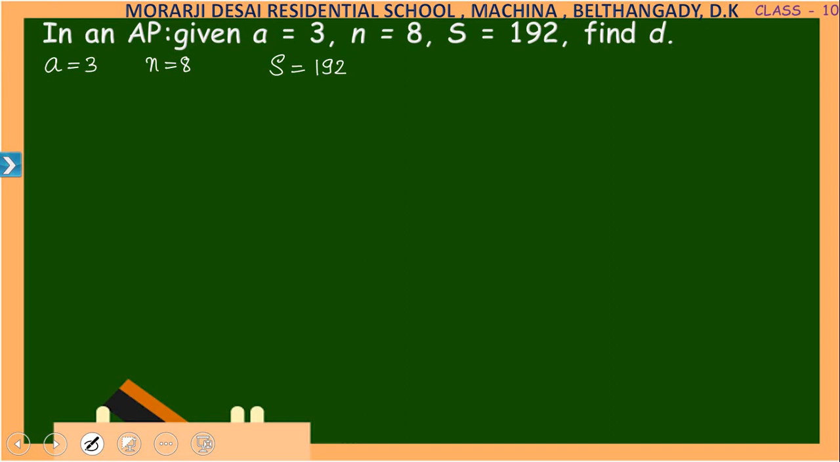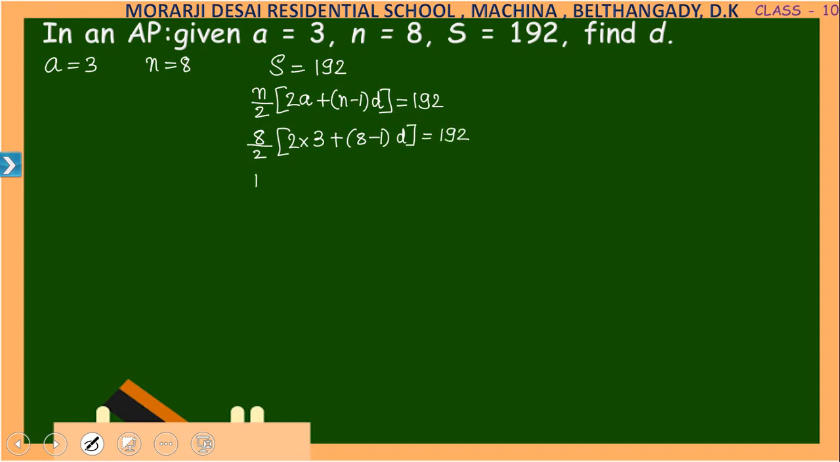If I write the formula, Sn is equal to n by 2 into 2a plus n minus 1 into D is equal to 192. N is 8 by 2. 2 into a is 3 plus n minus 1, D we don't have, is equal to 192. 8 by 2 is 4. 2 3s are 6 plus 8 minus 1 is 7, D is equal to 192.